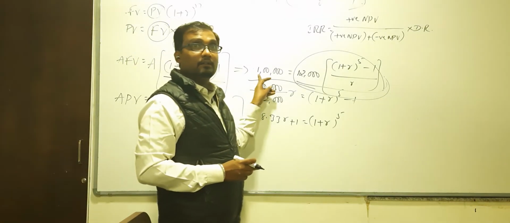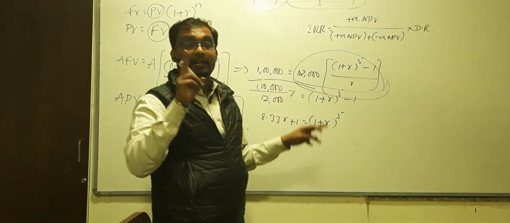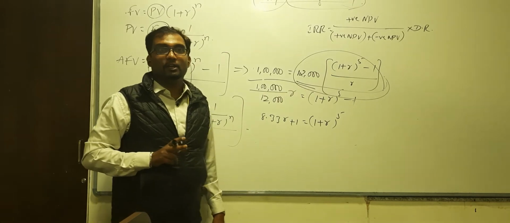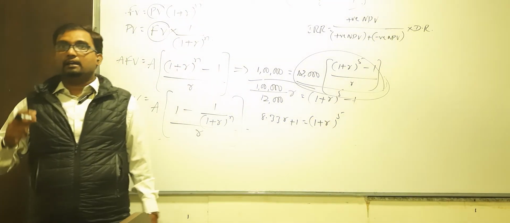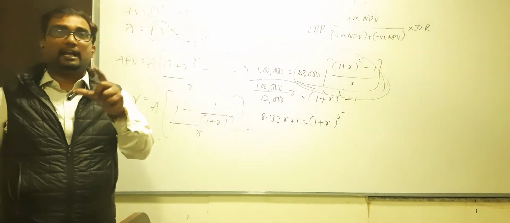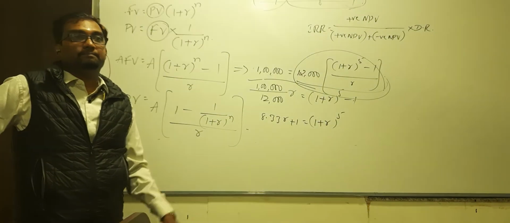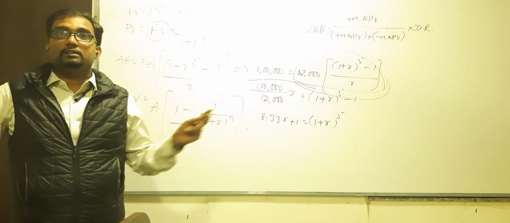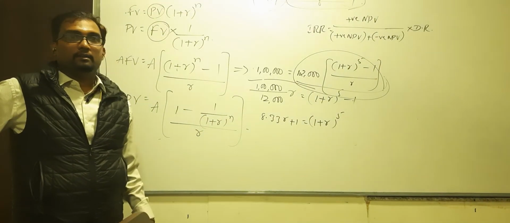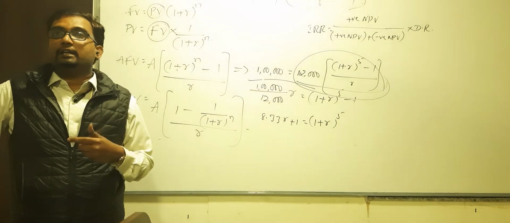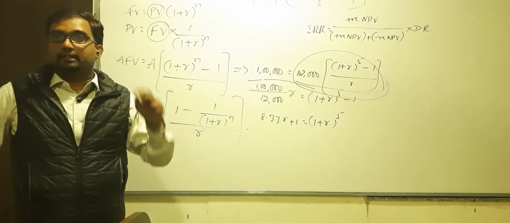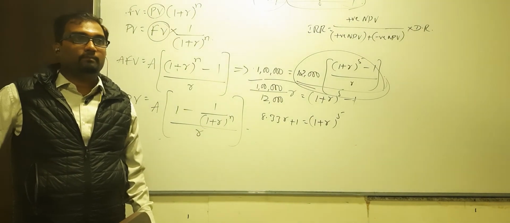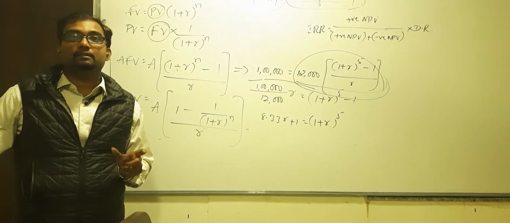Unless you reach the value, select any two interest rates in such a way that one should give less than 1 lakh, another should give more than 1 lakh, and the difference should not be more than 1%. Preferably 1 or 2 is fine. But see, now you are taking 10%. If you don't want to calculate further, you take 50%. Definitely you get more than 1 lakh.